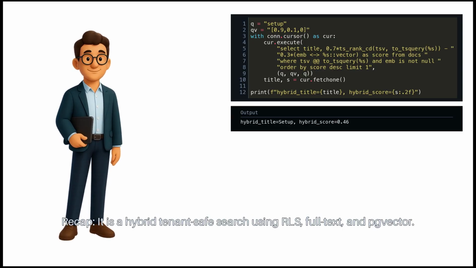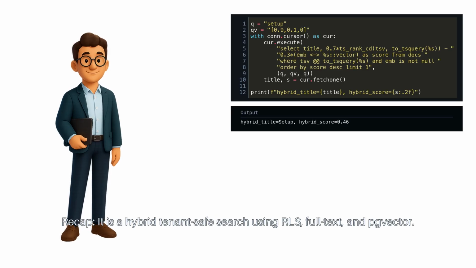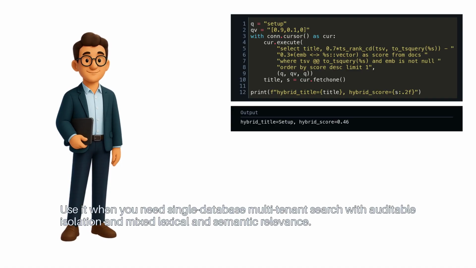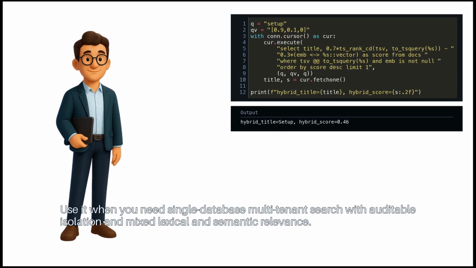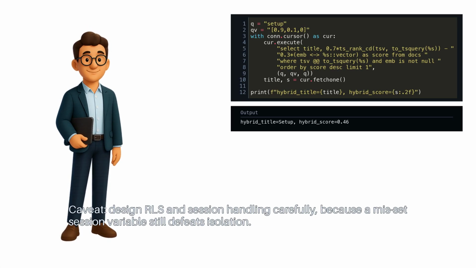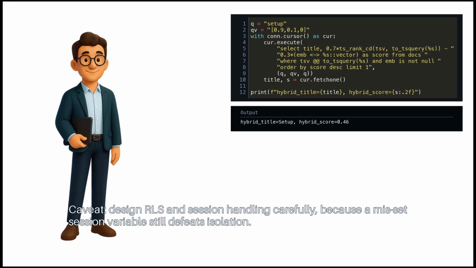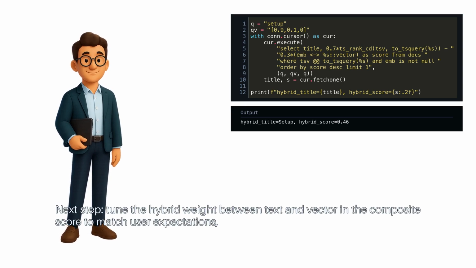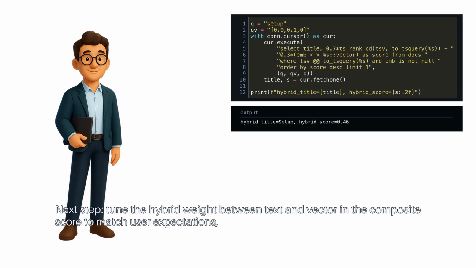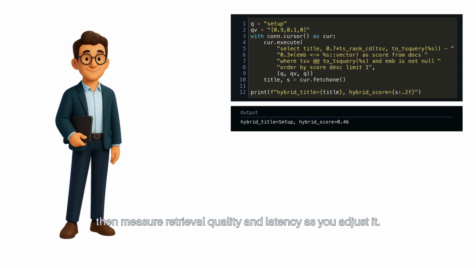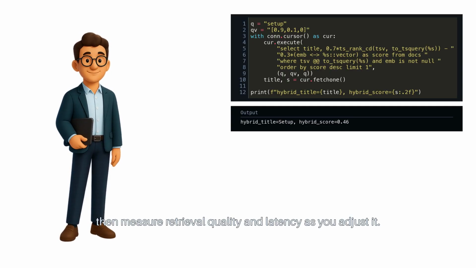Recap: it is a hybrid tenant-safe search using RLS, full text, and pgvector. Use it when you need single database multi-tenant search with auditable isolation and mixed lexical and semantic relevance. Caveat: design RLS and session handling carefully, because a misset session variable still defeats isolation. Next step: tune the hybrid weight between text and vector in the composite score to match user expectations. Then measure retrieval quality and latency as you adjust it.